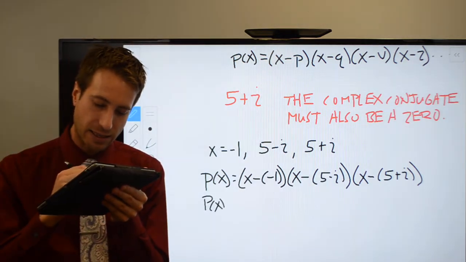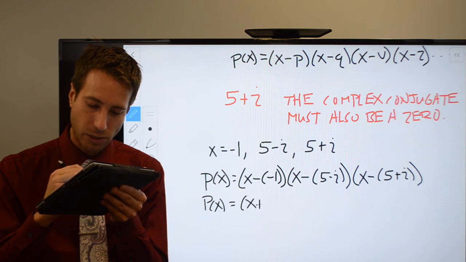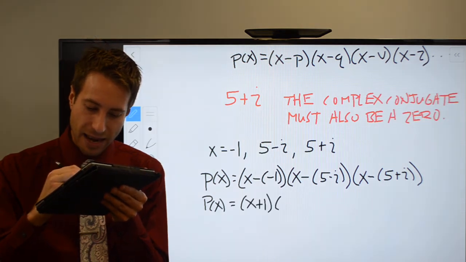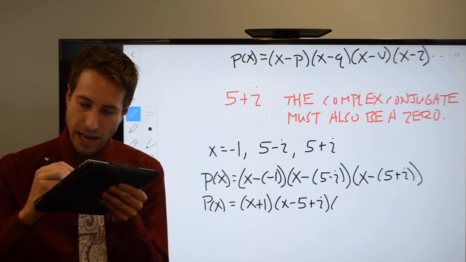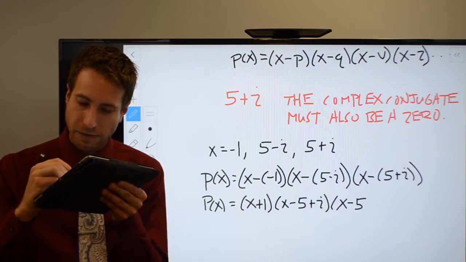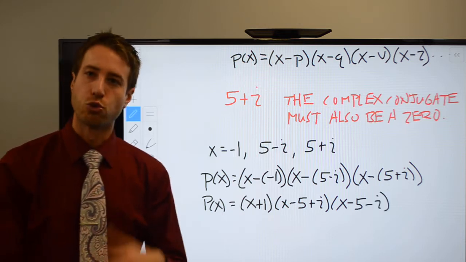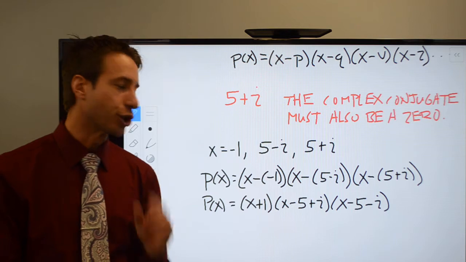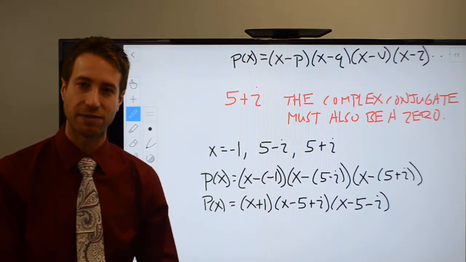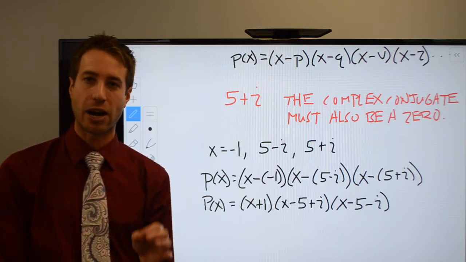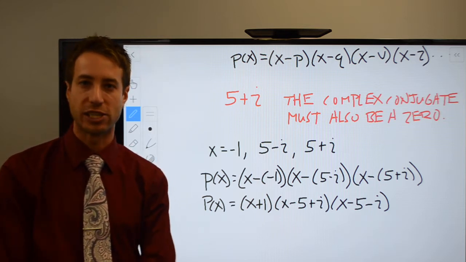So P of x is going to be equal to (x + 1)(x − 5 + i)(x − 5 − i). Okay, now there's really no shortcut to this. You're going to have to use the distributive property to multiply all this stuff together. And I know it looks scary, but let me encourage you before we start.